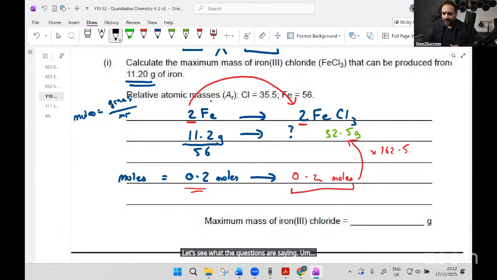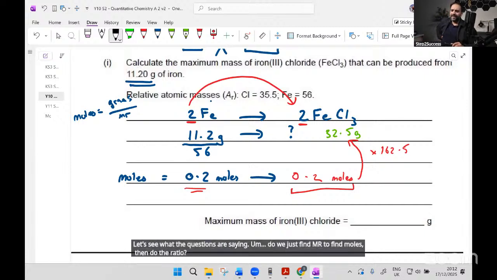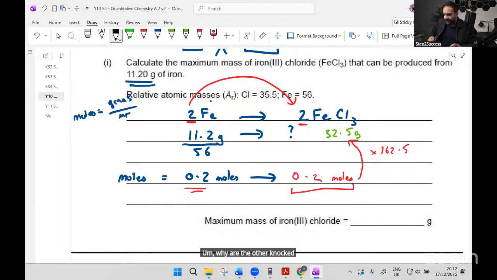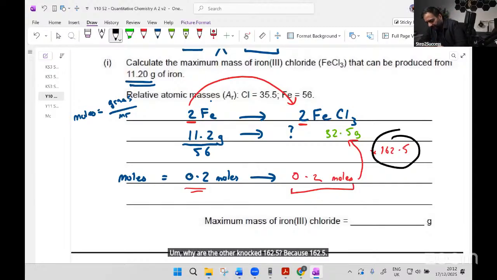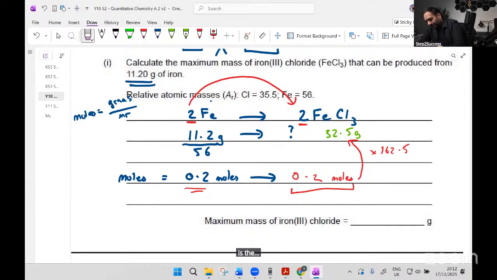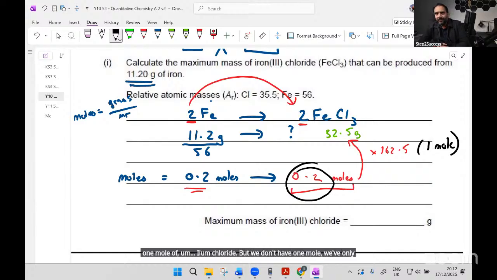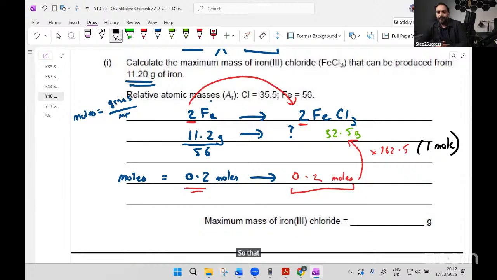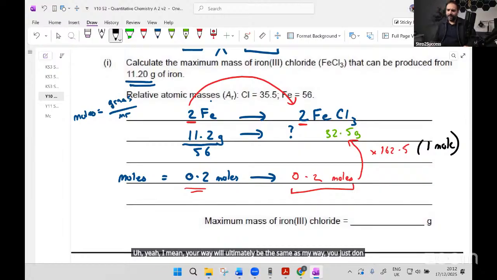Do we just find MR to find moles, then do the ratio? Yes. Why is the answer not 162.5? Because 162.5 is effectively the mass of 1 mole of iron chloride. But we don't have 1 mole. We've only got 0.2 moles. So that's why it's a fraction of that number. It's not the number itself. Yeah, your way will ultimately be the same as my way. You've just done it in a different order, probably.